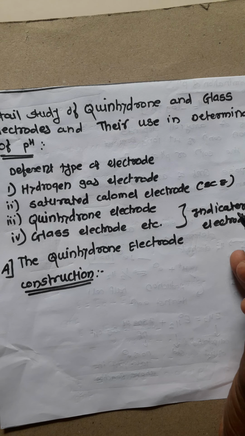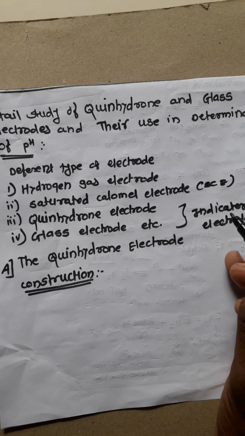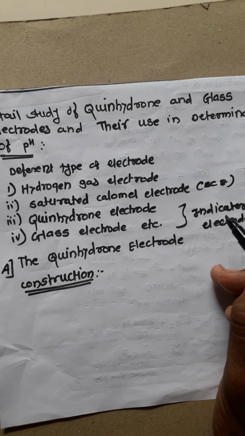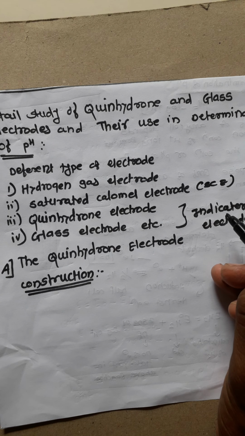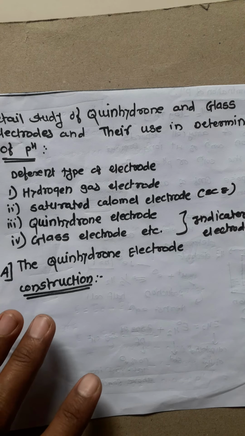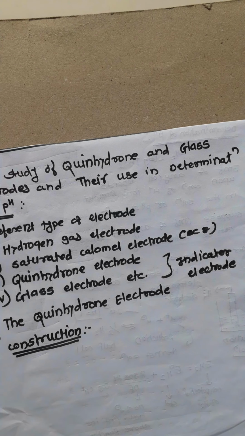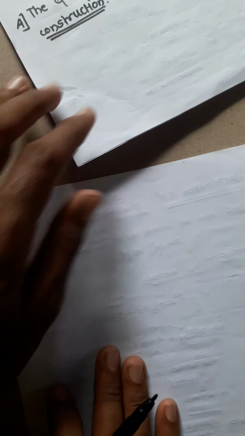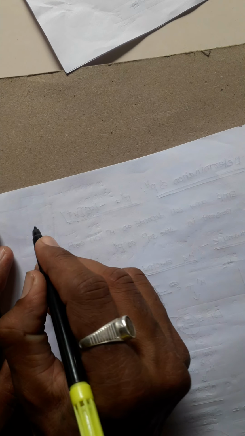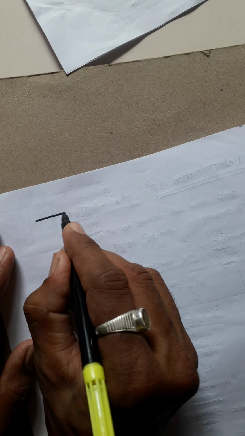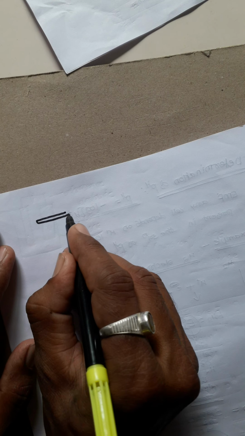First is construction. How to construct the quinhydrone electrode? The construction is very simple and easy. This is one glass tube.